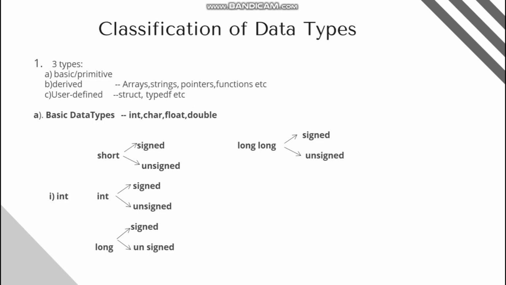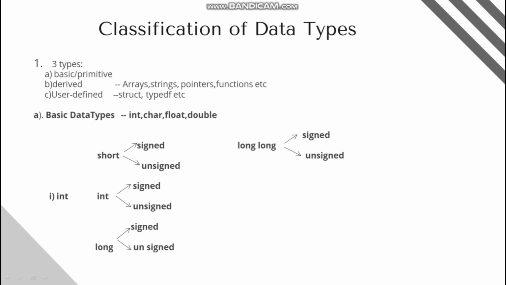Unlike the built-in data types, user-defined data types are created by us. We will learn the derived and user-defined data types in further lectures. We will have separate modules on them. For this video and the next one, we will just focus on the basic data types. Basic data types are divided into four categories: integer, character, float, and double.